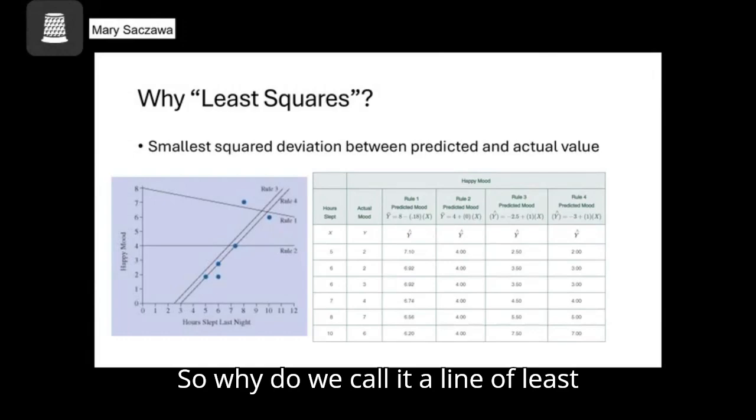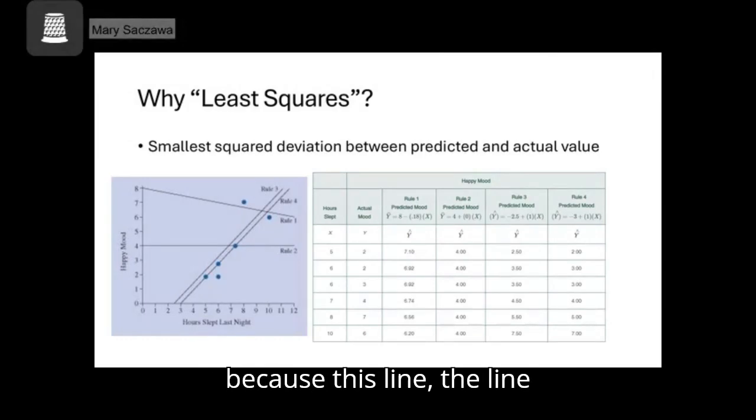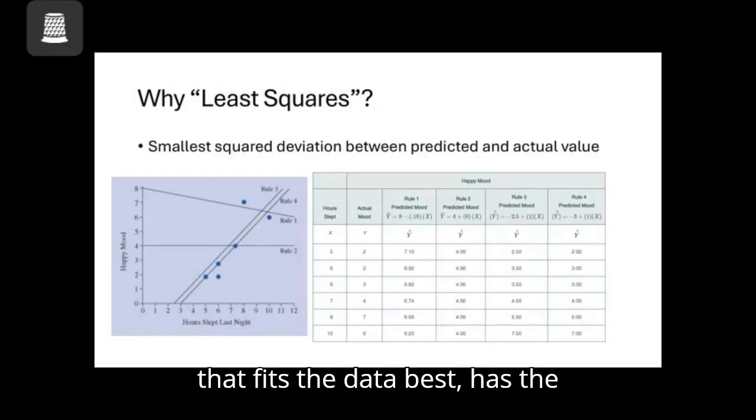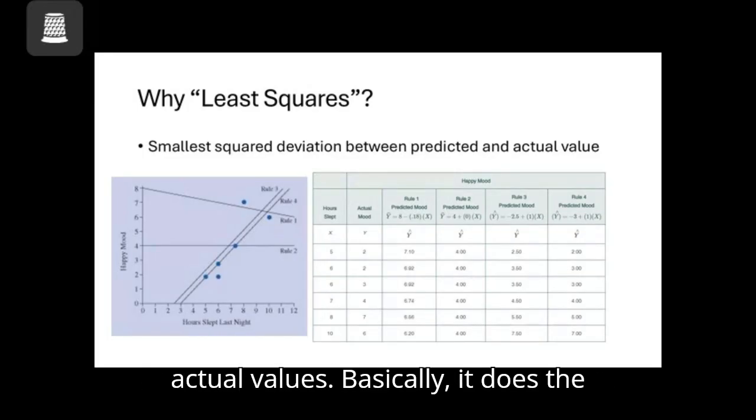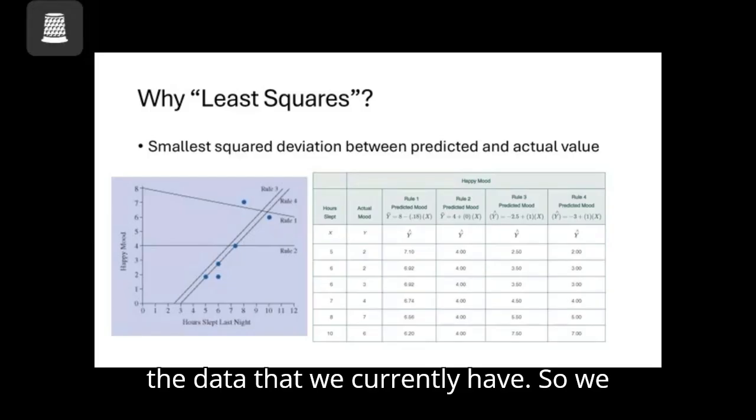So why do we call it a line of least squares, though? It's because this line, the line that fits the data best, has the smallest squared deviation between what the line predicts and the actual values. Basically, it does the best possible job of predicting the data that we currently have.